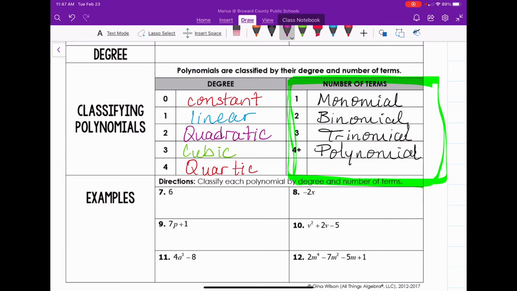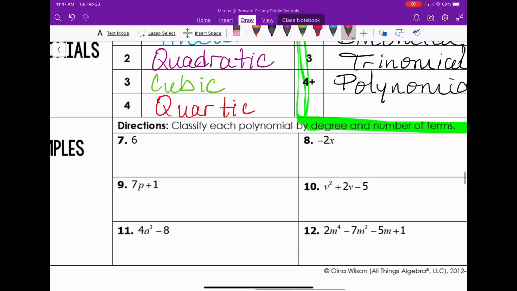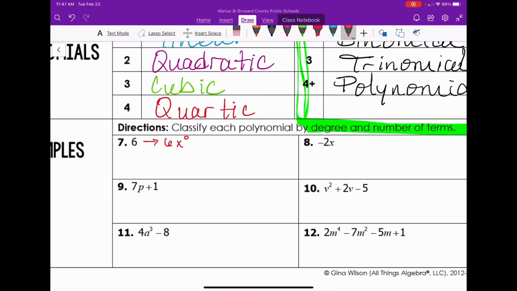Number 7, it just says 6. So there's no variable term. This 6, we can really rewrite to say 6x to the 0 power, which we already know based on the degree. The degree is 0, the exponent is 0. So 6x to the 0 power is the same as saying 6, but this is a constant. And because it's only one term, this is also a monomial. Because it's just the 6. There's no other terms. There's no plus anything or minus anything. It's just one term. It's a monomial.